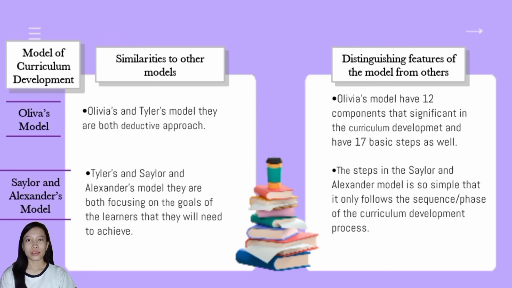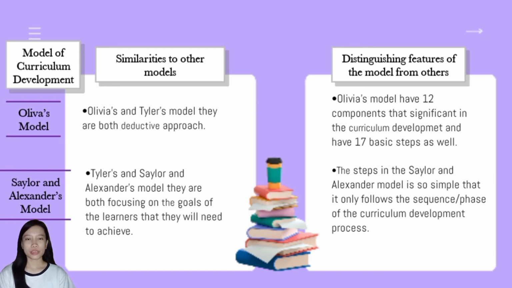Oliva's model: similarities to other models. Oliva's and Tyler's models are both deductive approaches. Distinguishing features of the model from others. Oliva's model has 12 components that are significant in curriculum development and has 17 basic steps as well.